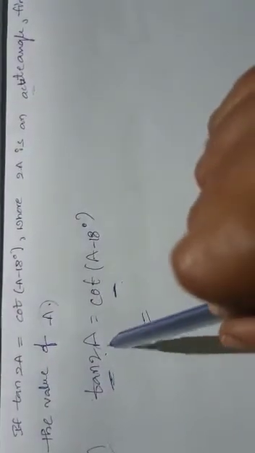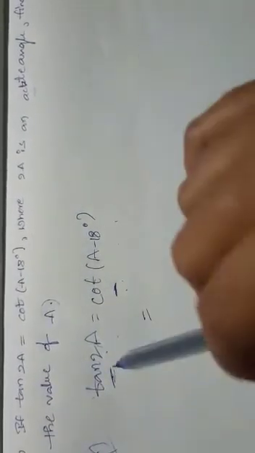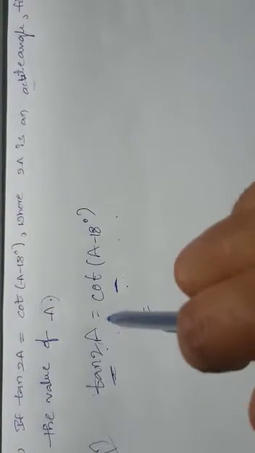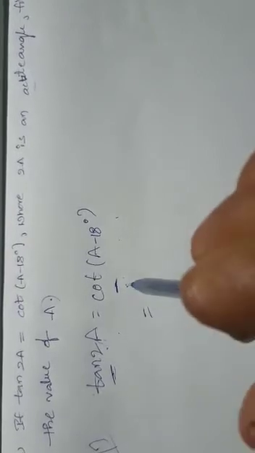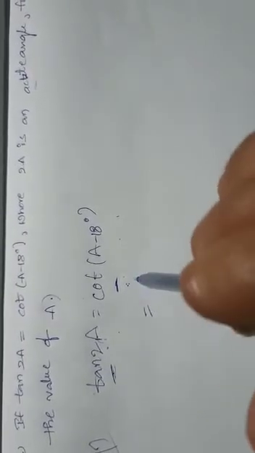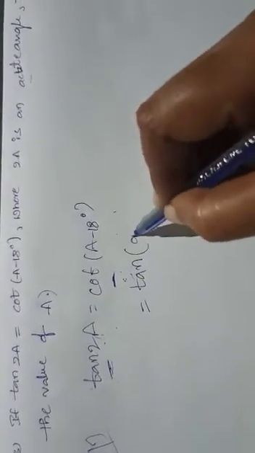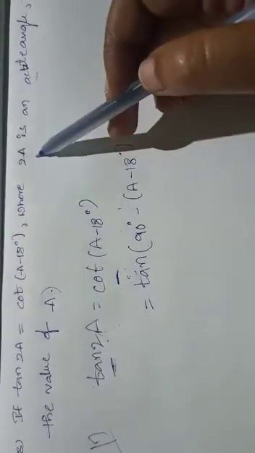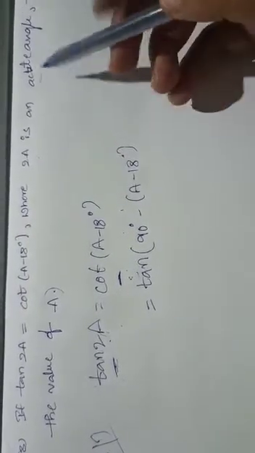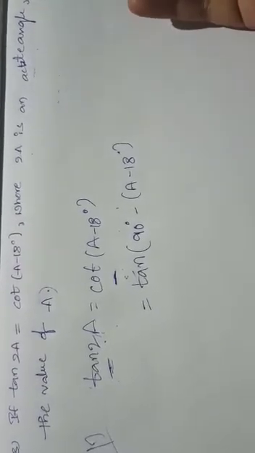The given condition is tan 2a equals cot(a minus 18 degrees). We want to equate the angles. See, tan and cot, but here we have different ratios. So cot(a minus 18 degrees), write it as tan(90 degrees minus (a minus 18 degrees)). We know 2a is an acute angle, 2a is less than 90 degrees, so a is also less than 90 degrees.